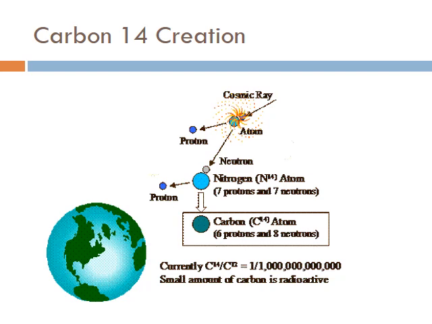So this is always happening. Right now in the atmosphere, there's a ratio of 1 in a trillion carbon atoms that are carbon-14. So there's a little bit of radioactive decay. That is absolutely constant. So how does this carbon-14 get into your body?